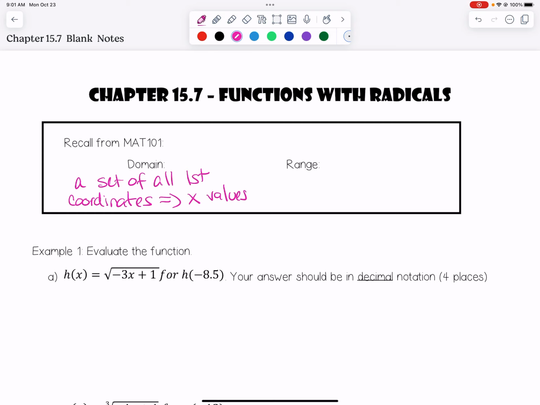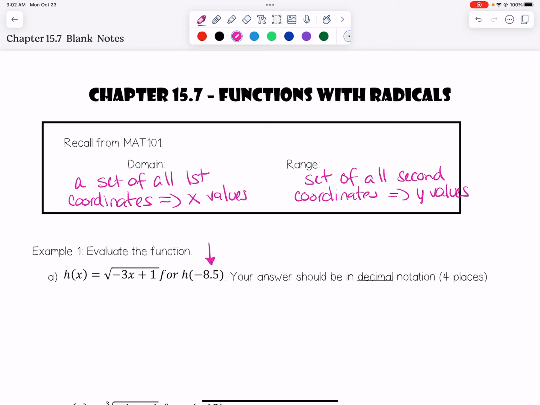And then the range of the relation is the set of all second coordinates in the relation. So essentially those would be the y values, okay? So the first thing that we're going to do is learn how to evaluate a function. And when we evaluate a function, we are simply replacing the value for x in that function. So this right here in the parentheses is our x value.